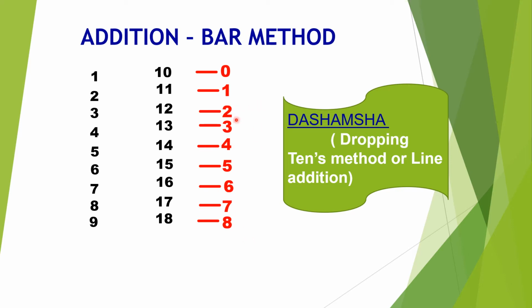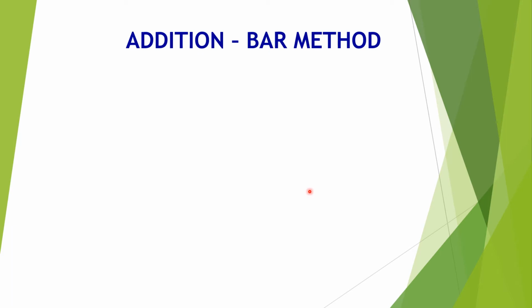Now if I am writing a small bar and 4, what does it mean? You should understand that it is 14. If I am taking a small bar and 7, it means 17. How do I represent 12? Small bar and 2. So let us see how we'll be using these bars along with these numbers in this addition bar method. So let's start with some examples.